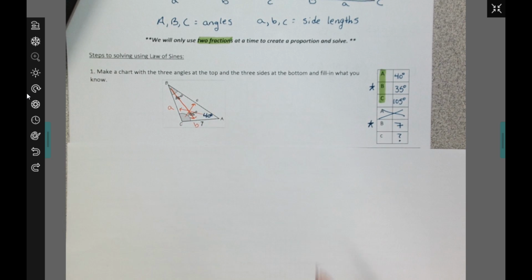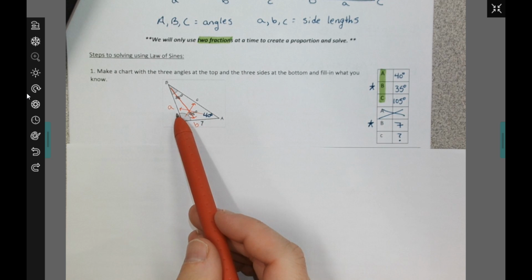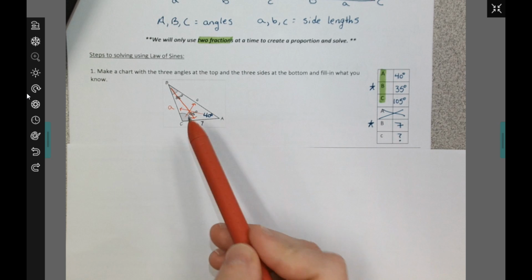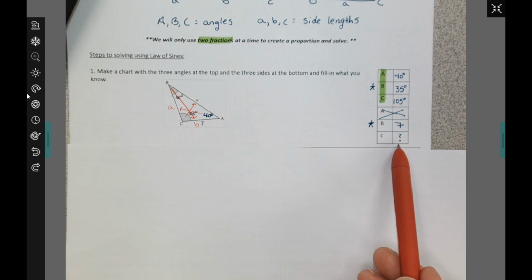So, finishing up the table. They didn't give us A, so I don't care about A. They gave us side B is 7, so I throw the 7 next to B. And side C is the one I really want to solve for, so I threw a question mark next to side C.